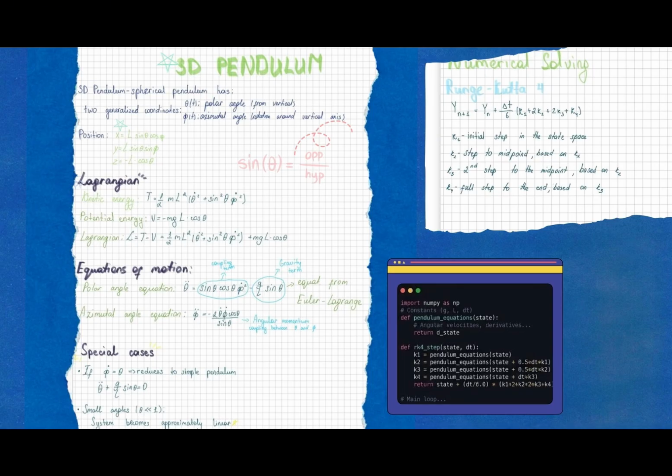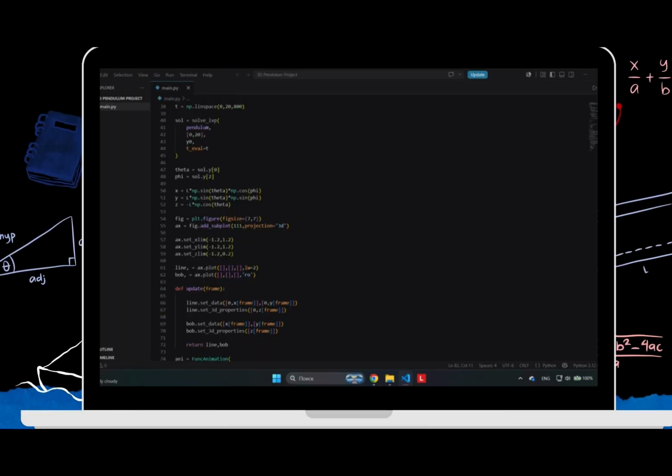From equations to code. Now let's connect the mathematics to our implementation. We used Python with three main libraries: NumPy for numerical computations, SciPy for solving differential equations, and matplotlib for visualization. In SciPy we use the function solve_ivp. This function takes the system of equations, initial conditions, and time interval, and returns the solution over time, but the result is still in terms of theta and phi.